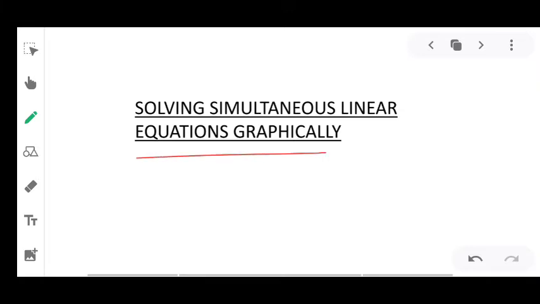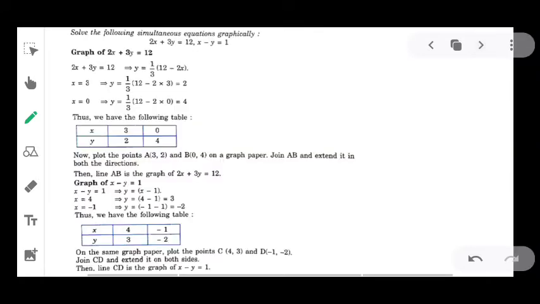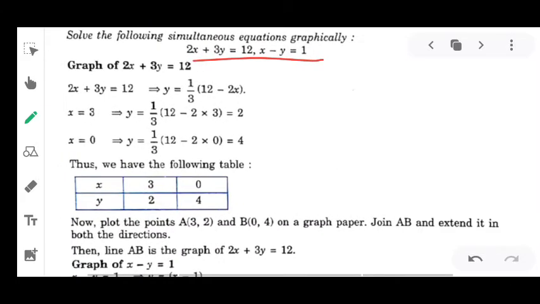So here in the question, two linear equations will be given, and you have to draw these two lines for the equations. Now these two lines will intersect at a point. Then the coordinate of that point will be the solution for this simultaneous linear equation. So this is the question.